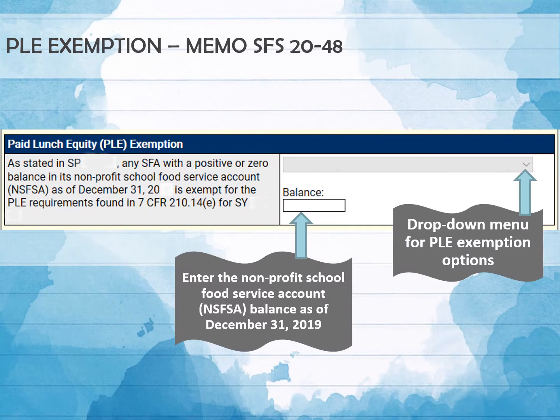This slide shows a screenshot of the portion of the Schedule A that requests information about the paid lunch equity exemption. The drop-down menu on the right-hand side of the screen will give you options for the PLE exemption for which you are applying. Under Balance, you will enter the nonprofit school food service account balance as of December 31st of 2019. As a reminder, you need a positive or zero balance to be eligible for an exemption under this option.